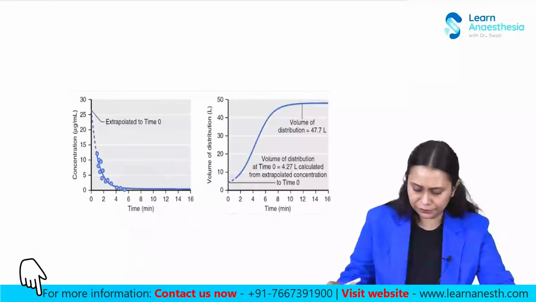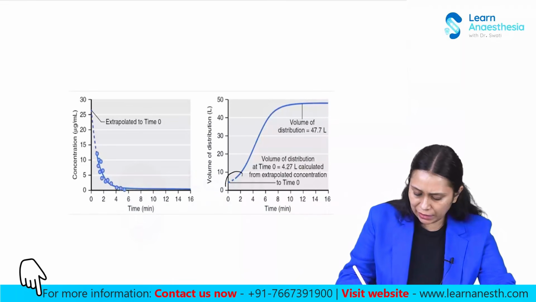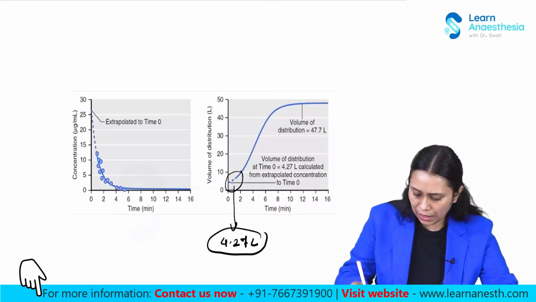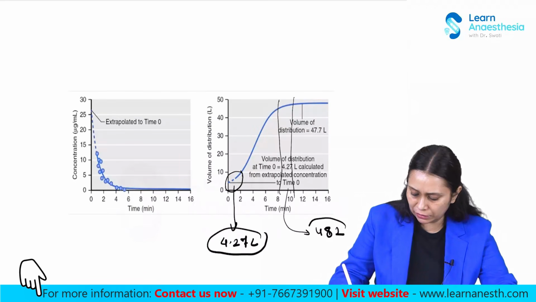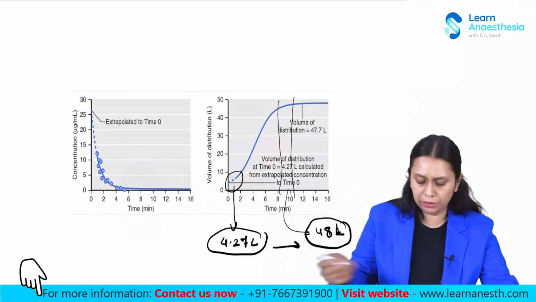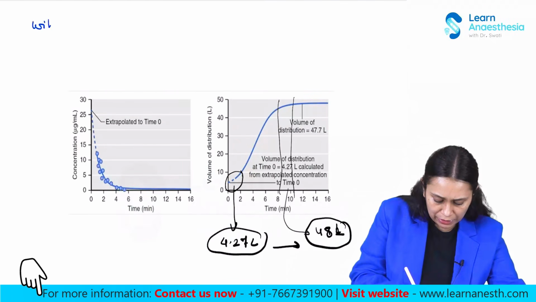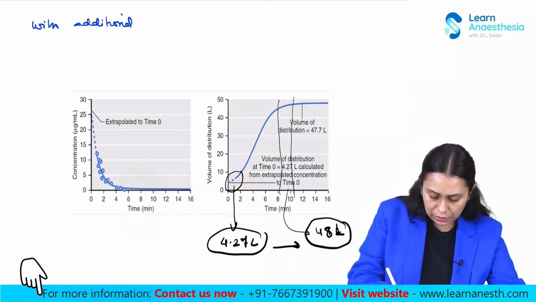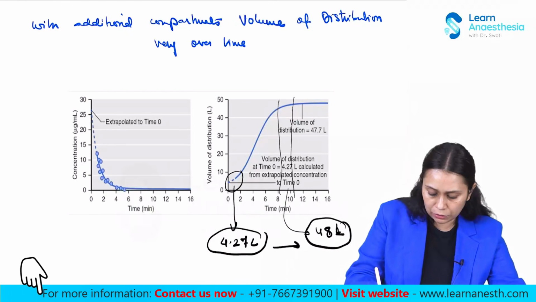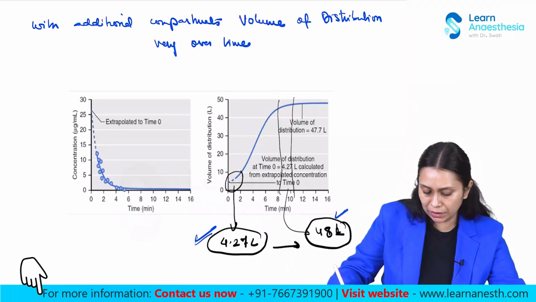So if we see this graph, what do we see? That at, let's say, 0 to 2 minutes, the volume of distribution is 4.27 liter, okay? And at 8 to 10 minutes, the volume of distribution is 48 liters. So this means more and more drug moved to the peripheral tissues. So volume of distribution increased. So what I am trying to say is that with additional compartments, volume of distribution does not remain constant over time. Volume of distribution varies over time. So at time 0 it was 4.3 liter, at time 10 minutes it was 48 liter, right?